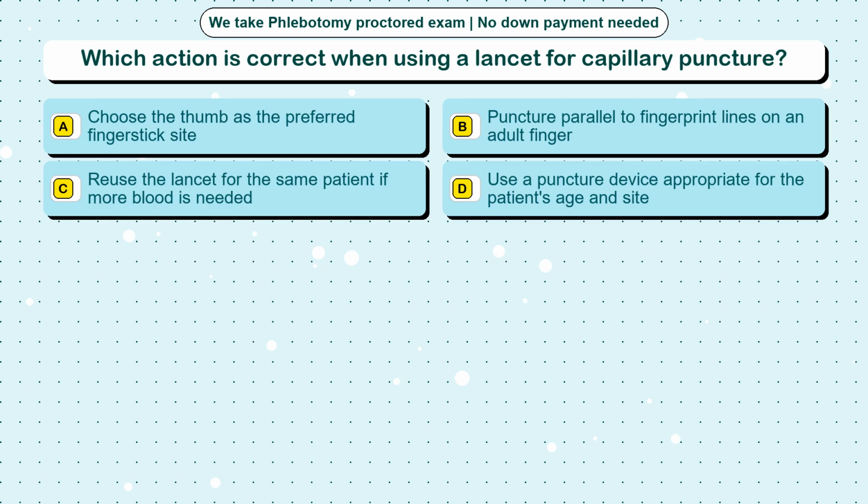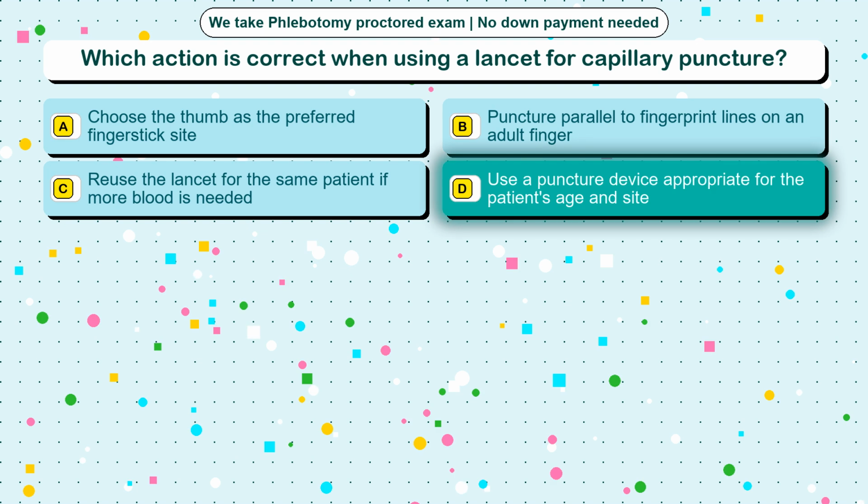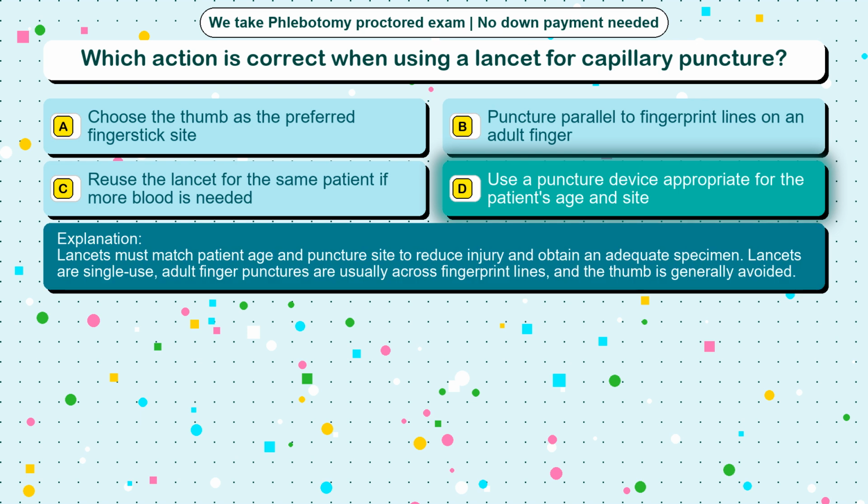Question 90. Which action is correct when using a lancet for capillary puncture? Option A, choose the thumb as the preferred finger stick site. Option B, puncture parallel to fingerprint lines on an adult finger. Option C, reuse the lancet for the same patient if more blood is needed. Option D, use a puncture device appropriate for the patient's age and site. The correct answer is option D. Use a puncture device appropriate for the patient's age and site. Lancets must match patient age and puncture site to reduce injury and obtain an adequate specimen. Lancets are single-use, adult finger punctures are usually across fingerprint lines, and the thumb is generally avoided.